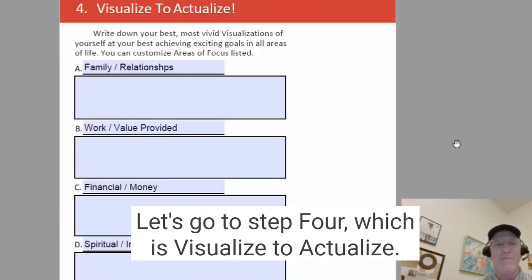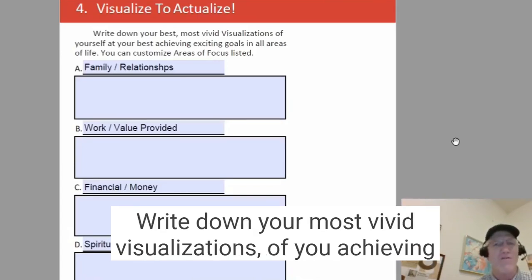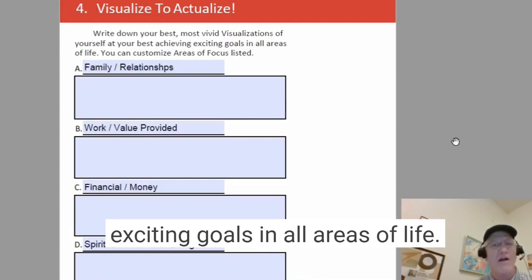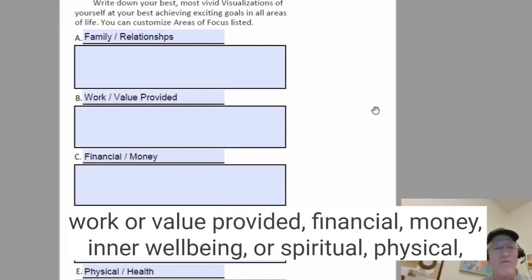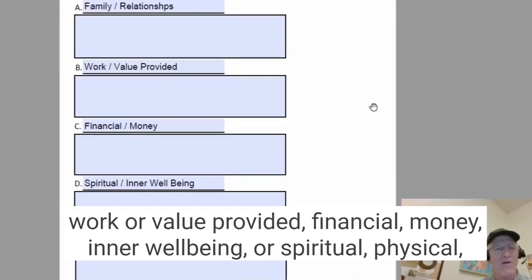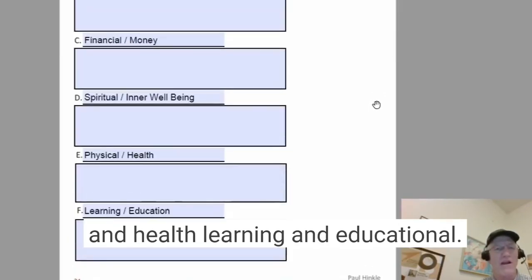Let's go to step four, which is visualize to actualize. Write down your most vivid visualizations of you achieving exciting goals in all areas of life. In here, we give you some default areas: family and relationships, work or value provided, financial, money, inner well-being or spiritual, physical and health, learning and educational.